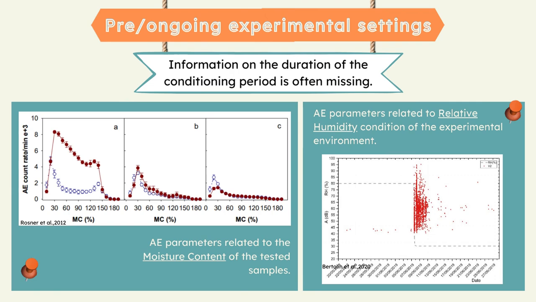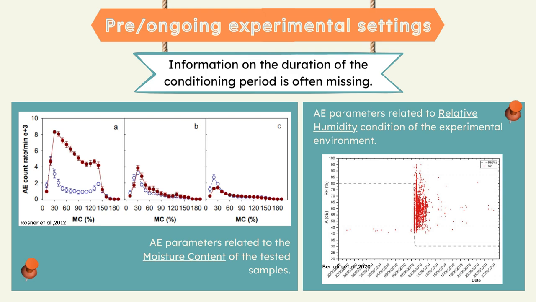In many cases, wood samples are subjected to pre- or ongoing experimental settings, such as acclimatization at some temperature and relative humidity level in a climate chamber, or simply moistening them in water. In more than half of these documents, the preconditioning is not well described because even when the acclimatization setup is specified, the time information is missing, causing a problem in the reproducibility of the experiments.